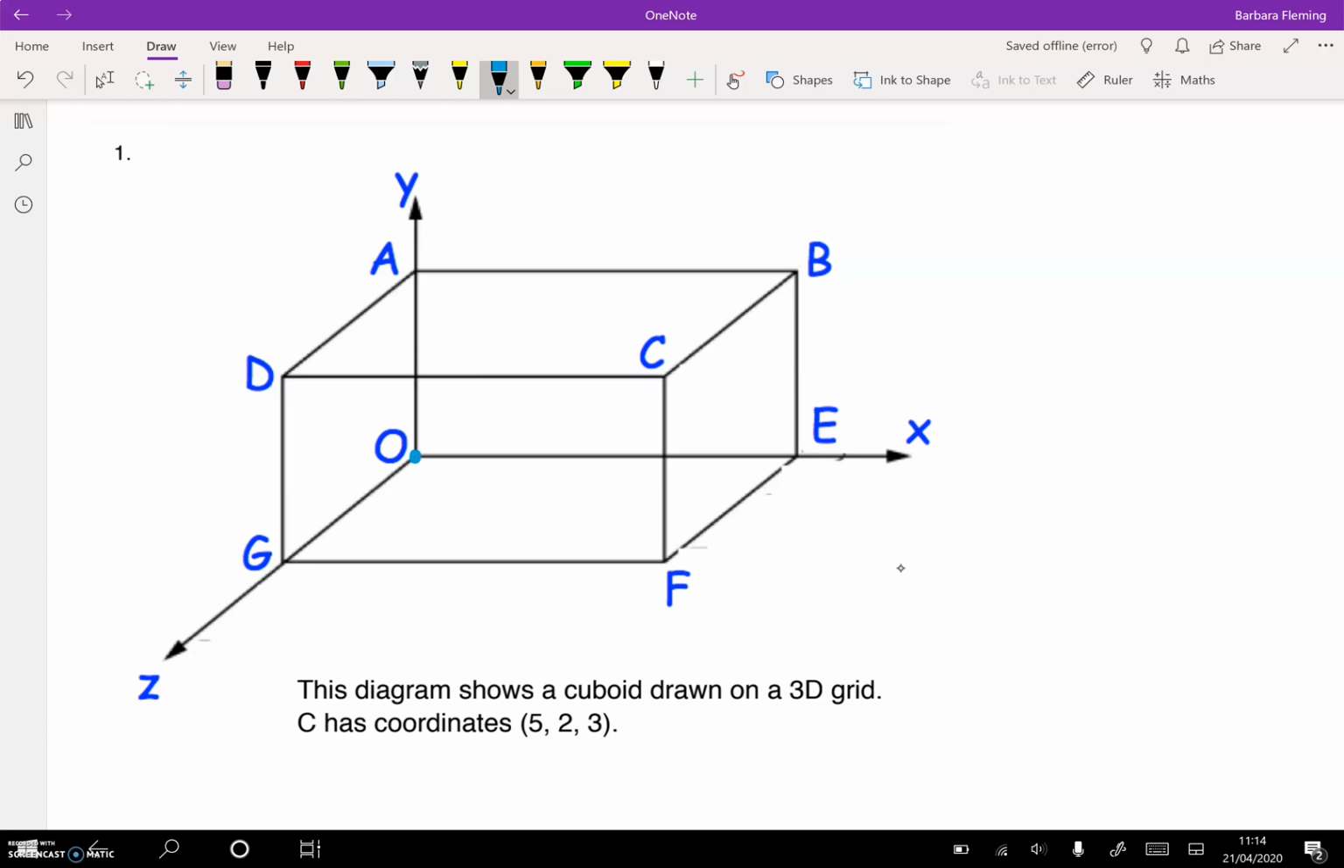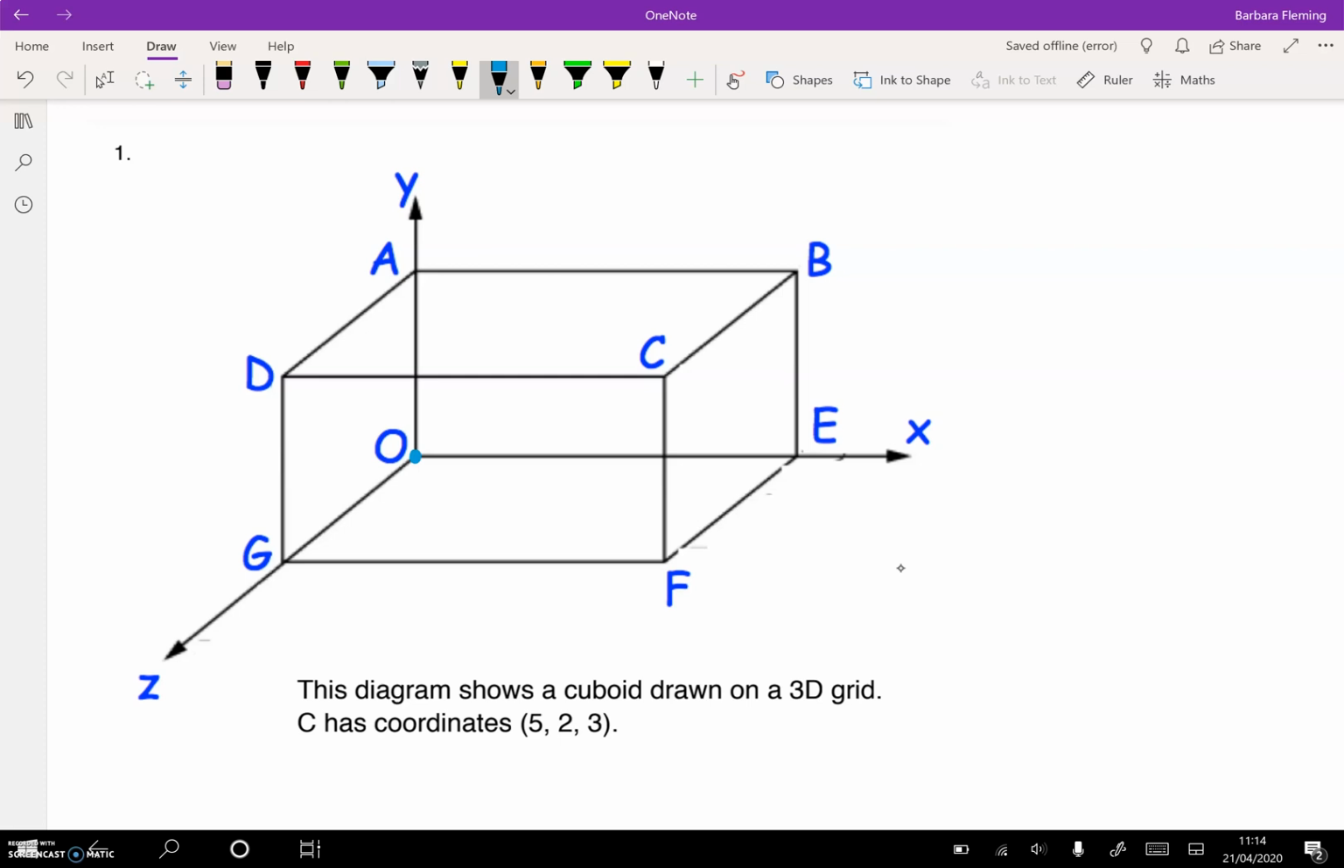Your x-axis goes out from your origin along the way to the right. Your y-axis goes up the way. And then your z-axis, it's like it sort of comes out of the page. That's what makes it a 3D coordinate. So we have a diagram here. It shows a cuboid drawn on a 3D grid, which we've just talked about. And we have some more information.